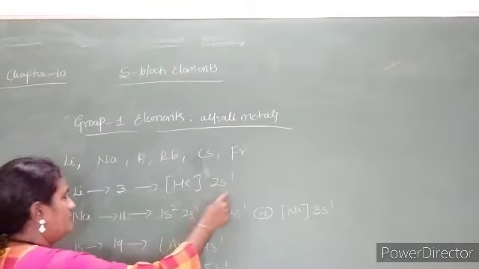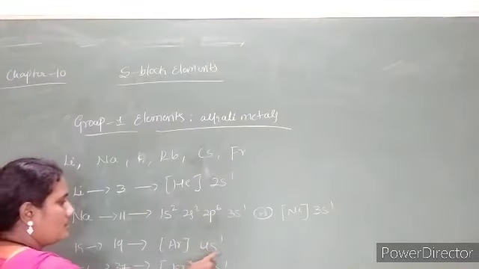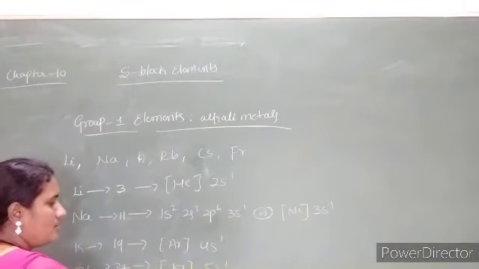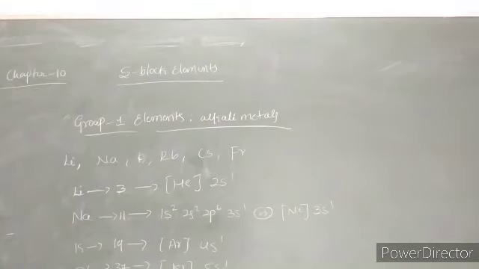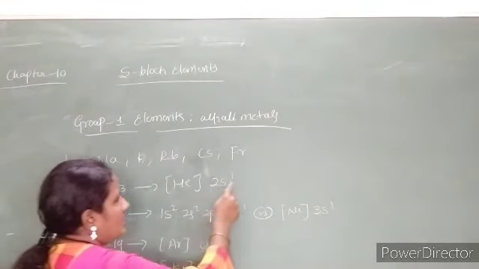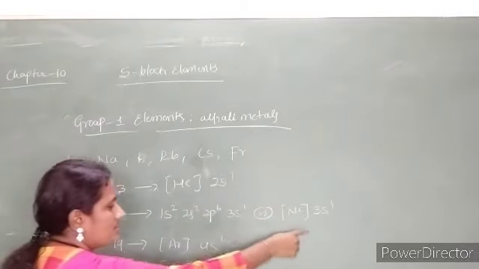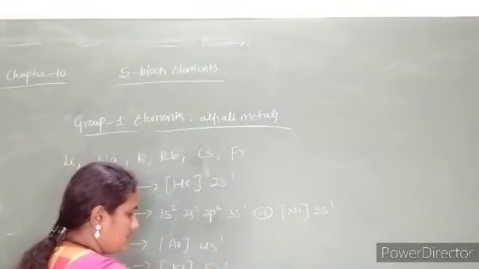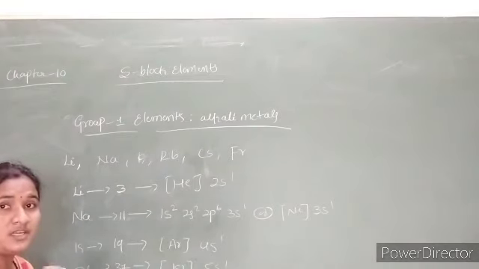Lithium, helium 2s1; sodium, neon 3s1; potassium, argon 4s1; rubidium, krypton 5s1; cesium, xenon 6s1; francium, radon 7s1. So in this way we can write the electronic configuration of group 1 elements. If you observe, the last electron enters the s orbital: 2s1, 3s1, 4s1, 5s1, 6s1 and 7s1. So this is the outermost electronic configuration.